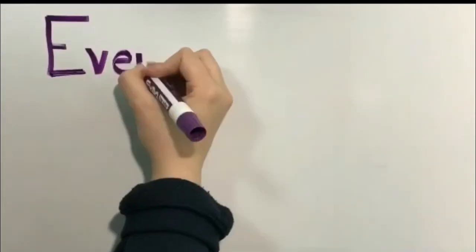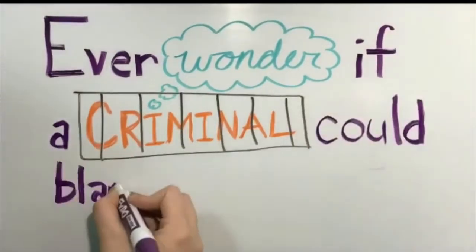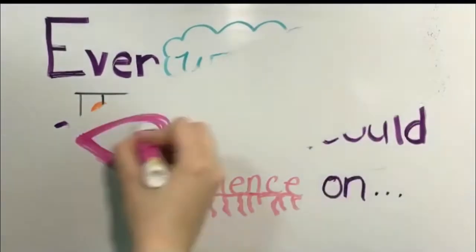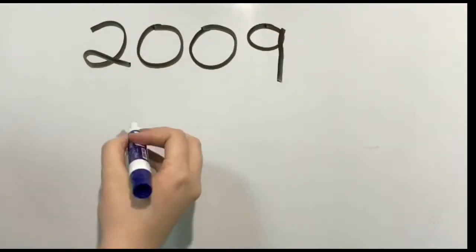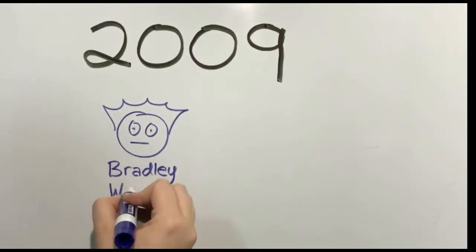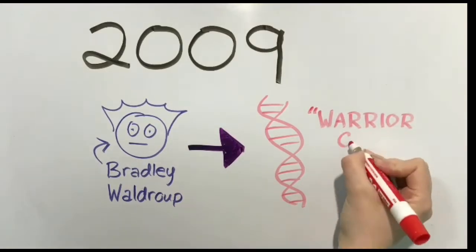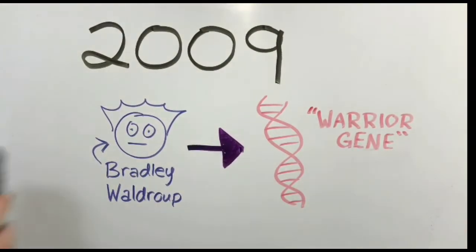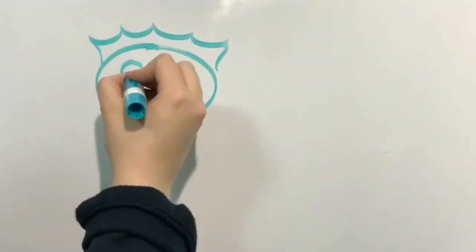Now, with this basic knowledge of DNA, we can ask tough questions like, ever wonder if criminals could blame their violent actions on DNA? Although this may sound crazy, it has actually been done before. The first successful scenario was in 2009 in the Bradley Waldrop case. He was convicted of murder but escaped the death penalty after his lawyer proved in court that he carried the warrior gene. To better understand this, we first have to look at what the warrior gene is.